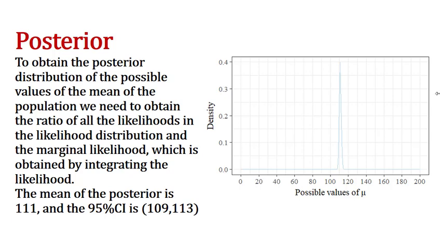So here we've got that distribution, which is the posterior distribution, and as you can see it is very similar to the likelihood. It's almost the same. So the mean of this posterior distribution is 111, and the 95% interval is from 109 to 113. So basically, in a Bayesian parameter estimation, we can be 95% confident that the mean of the population from which the sample we obtained came from is between 109 and 113.